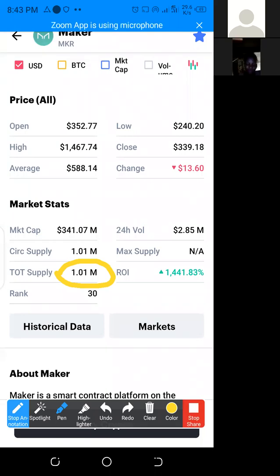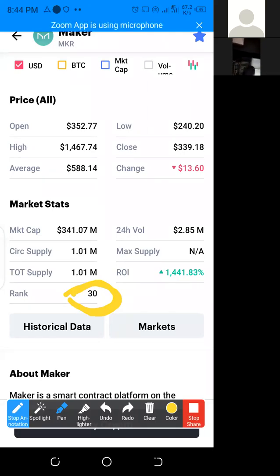So here you have 1 million total supply. So it's a very good coin that you need to invest in. Maybe there's something I did not mention: this one shows the rank on coin market. On coin market, this is number 30, which is very, very good. I believe you know that we have more than 5,000 altcoins. So if this coin is number 30 on coin market, that means the coin is awesome.